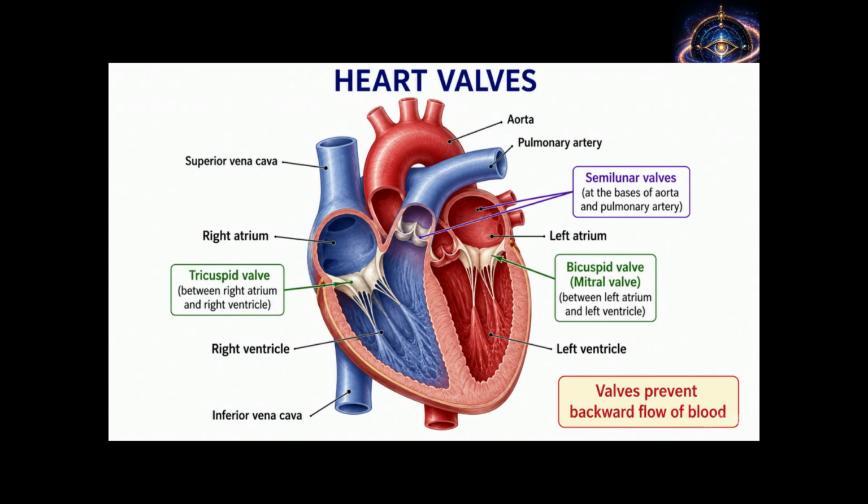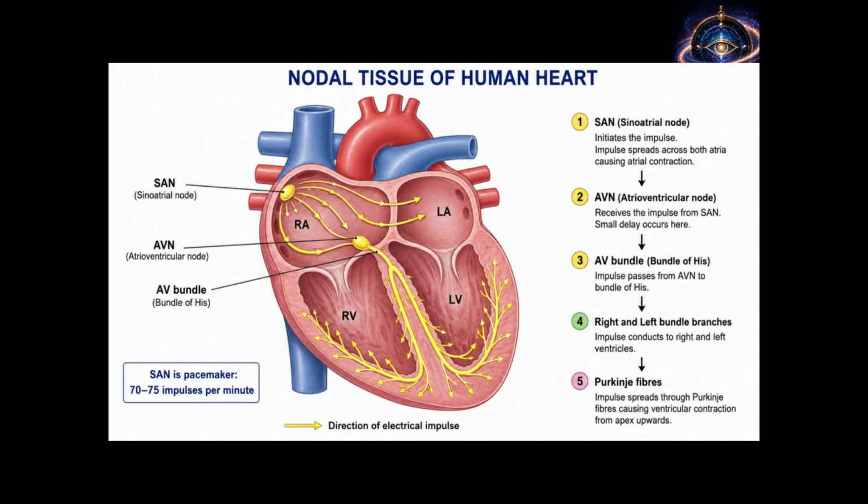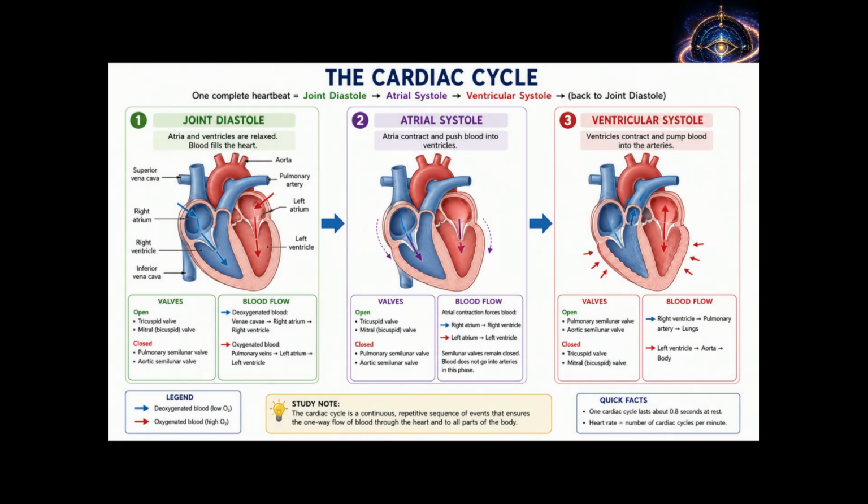16. Nodal tissue and pacemaker. The heart is made of cardiac muscles. It also has special nodal tissue that can generate electrical impulses. Important parts. SAN, sinoatrial node. Located in the right upper corner of right atrium. It generates maximum impulses, about 70 to 75 per minute. It controls heartbeat rhythm. So it is called the pacemaker.